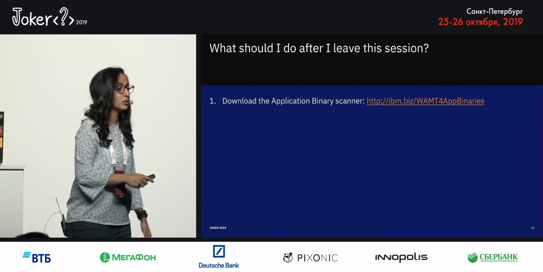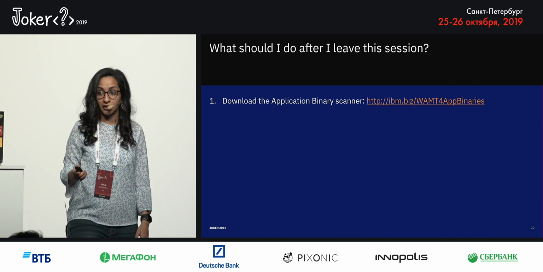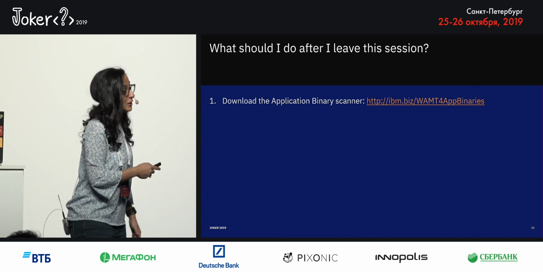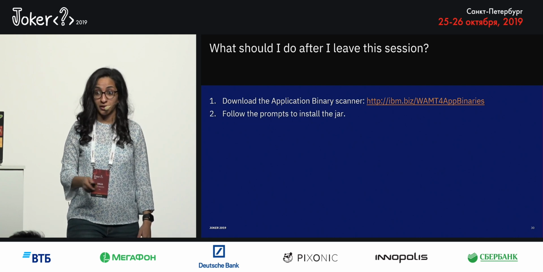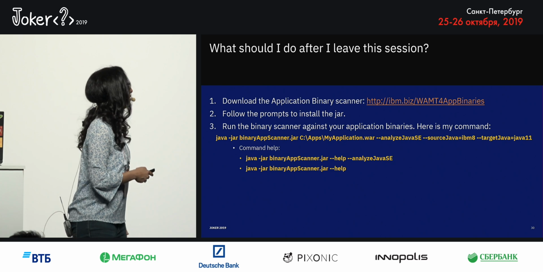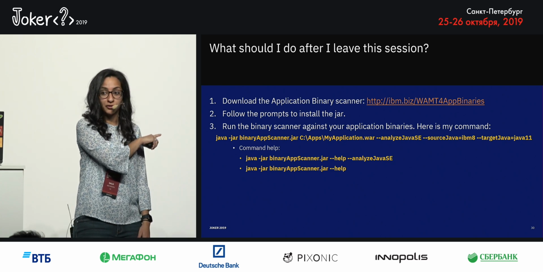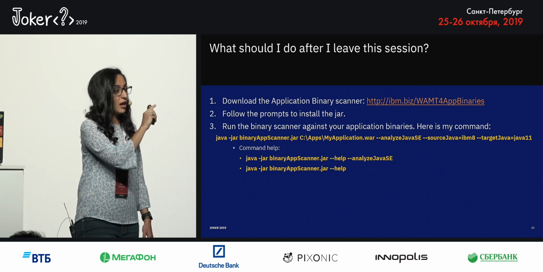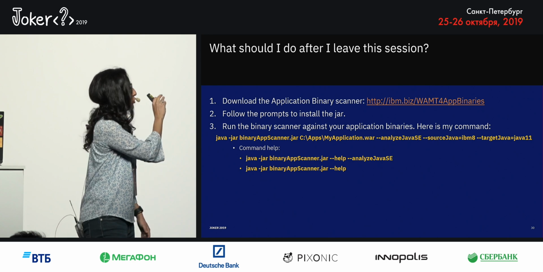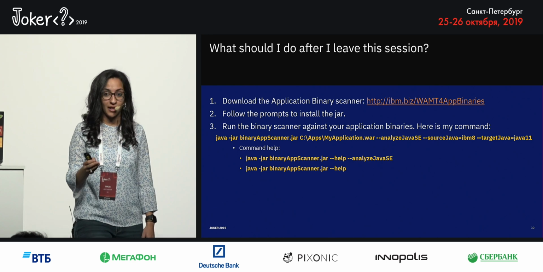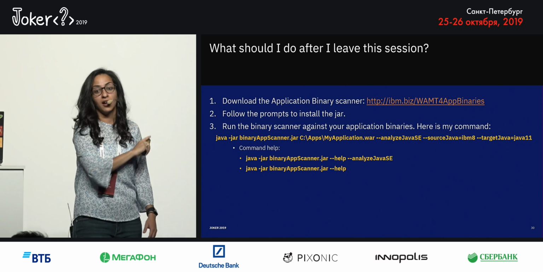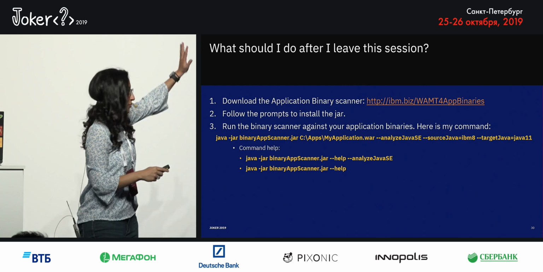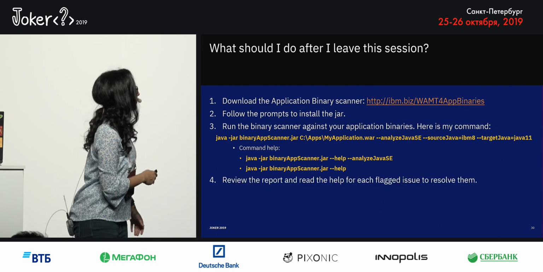What I want you to do is download the binary scanner, and if you're on Eclipse, download the Eclipse plugin. I showed you how easy it is to install it. Just run the install command. And I included the command to run the binary scanner, telling it you're coming from 8 and 11. That way you can just copy paste. And you're going to tell it what application you want it to scan. And there's also help commands for you.